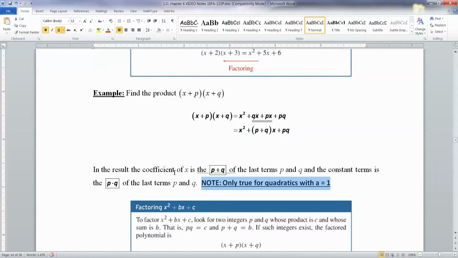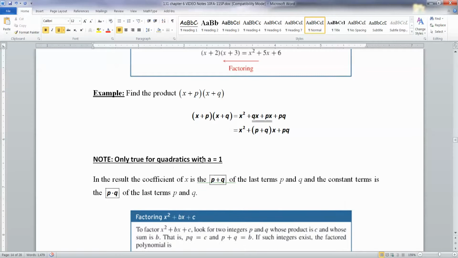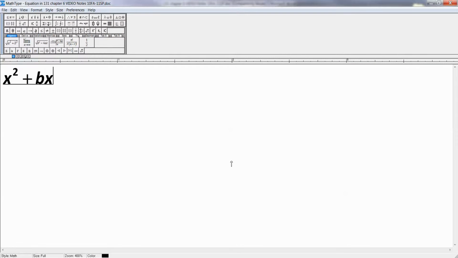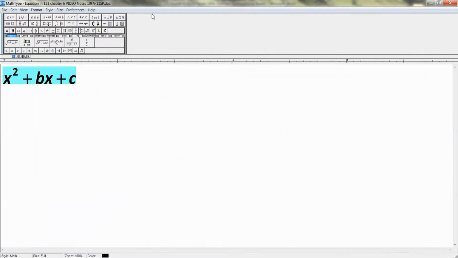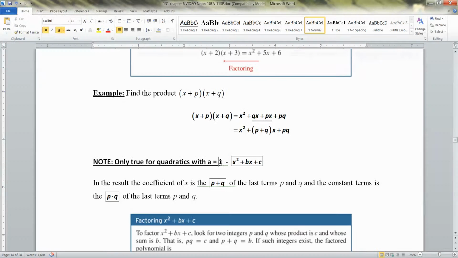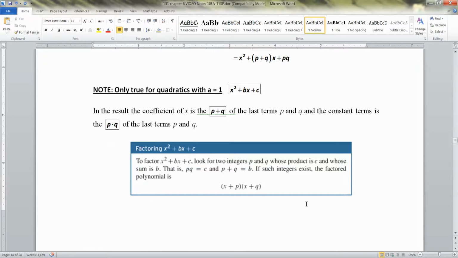Now keep in mind that this is only true for when a is equal to 1 in a quadratic. In other words, it's only true for x squared plus bx plus c. Do you see how you don't see a number in front of the x squared? That's a sign that it is one of these. Okay. Now when that is the case, the factoring will work out so that the middle term, the coefficient of x, is going to be p plus q together. You're going to be able to add them. And the last term is p and q times each other. Okay? And that's what's kind of written in this box here.